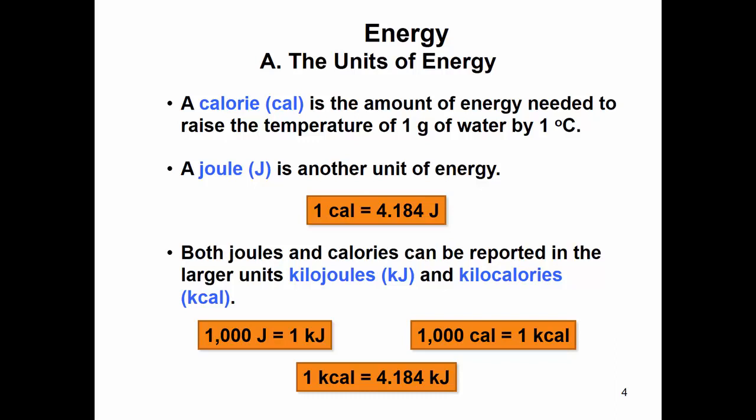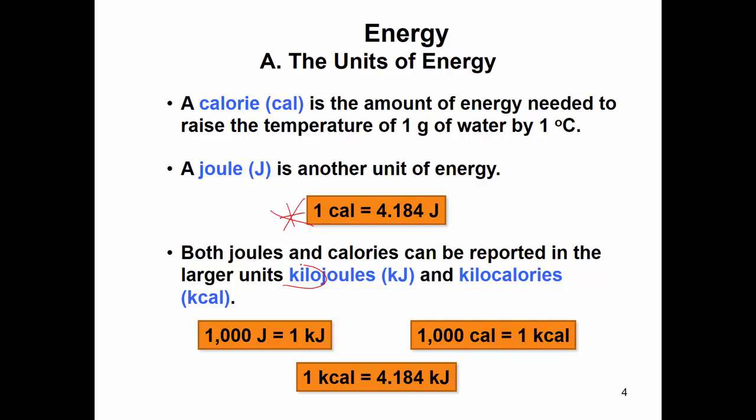So the units of energy are calorie, abbreviated cal, and joule, abbreviated J. A calorie is the amount of energy needed to raise the temperature of 1 gram of water by 1 degree C. And we have a conversion factor for a calorie and a joule. In 1 calorie, there are 4.184 joules.